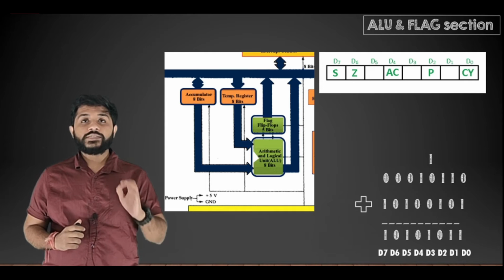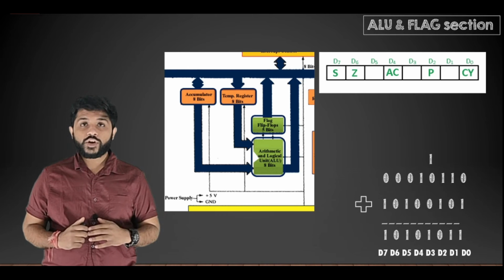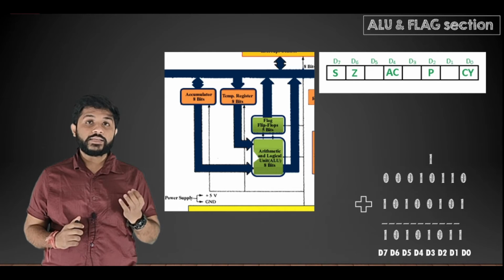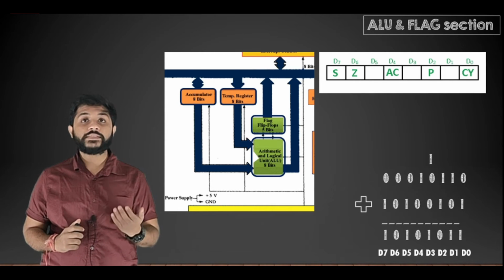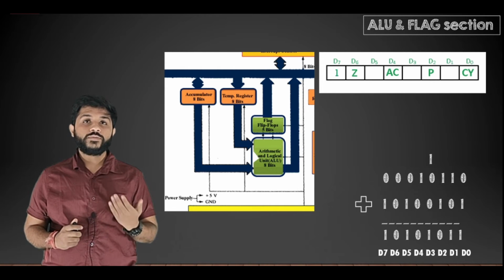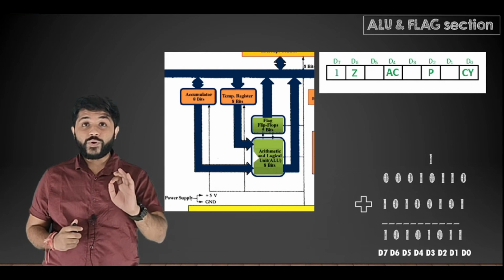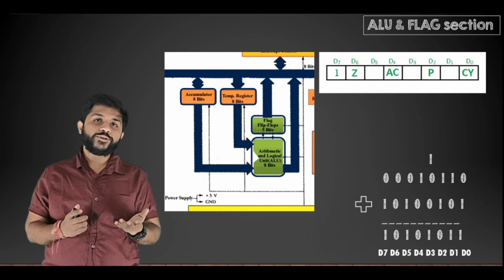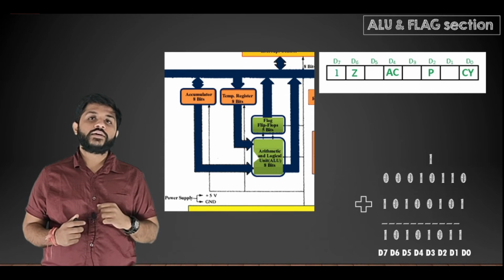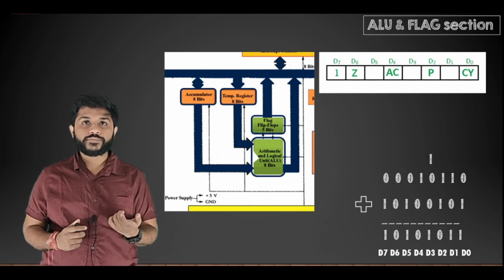Now for the sign flag: after performing any arithmetic and logical operation, if the value of the D7 bit is 1, in that case the sign flag will be set. So you can see that the value of the sign flag is changed to 1. If the value of D7, or we can also say the MSB, is 0, in that case the sign flag will be reset, meaning the value of the sign flag will be 0.